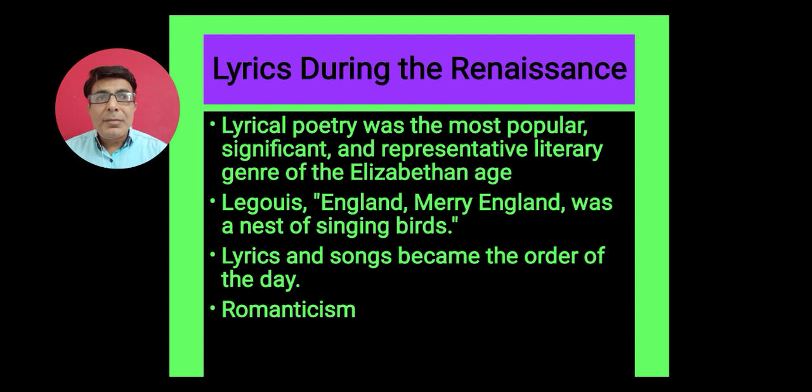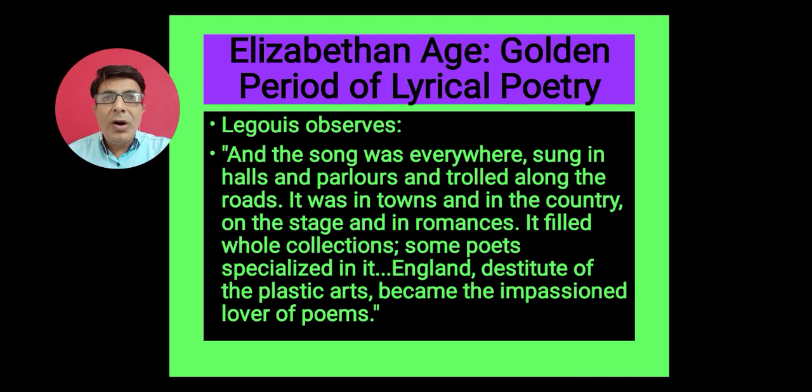Lyrics and songs became the order of the day, and mostly the lyrics which you find during the Elizabethan age were romantic by nature. So romanticism was an important characteristic of the Elizabethan lyrics in English literature. Actually, these lyrics came from Italy, from Petrarch, that I will discuss later on. But England is considered as the nest of singing birds, and the Elizabethan age is also known as the golden period of lyrical poetry.